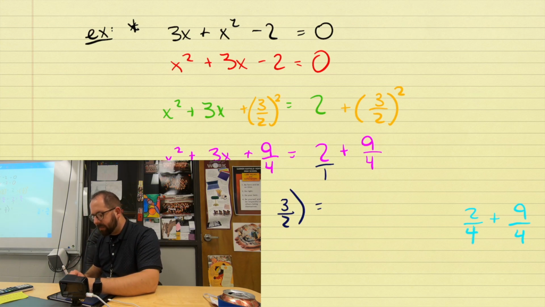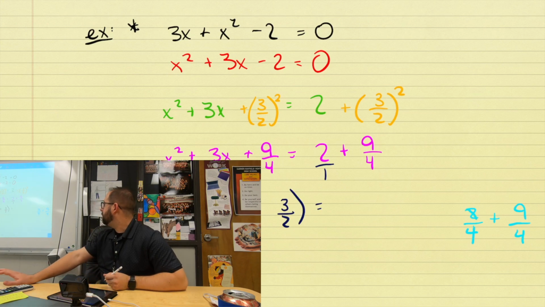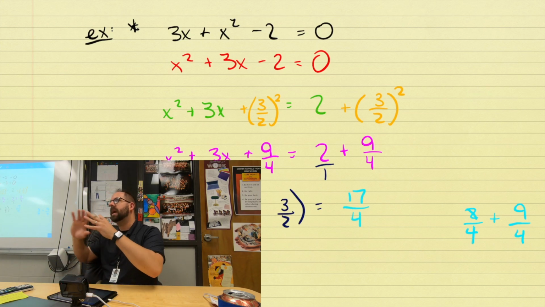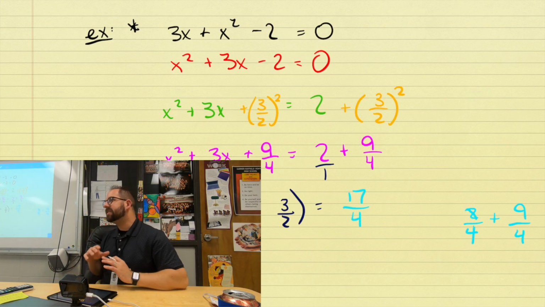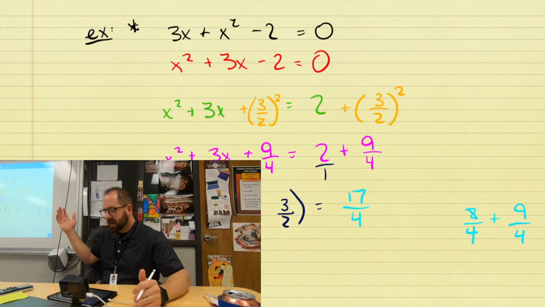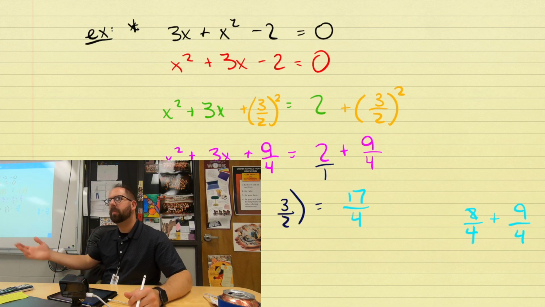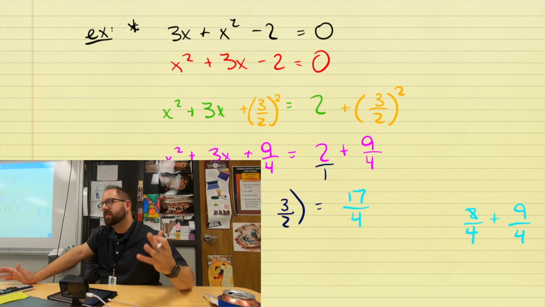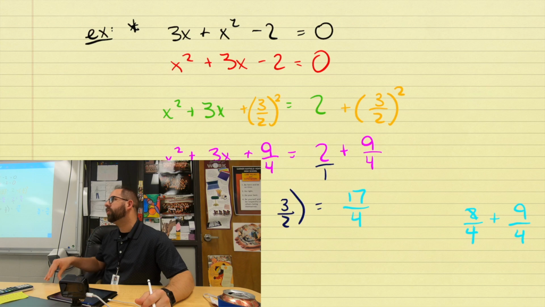If I multiply the bottom by 4, I have to multiply the top by 4, so that turns out to be an 8. So 8 plus 9, that turns out to be 17 over 4. That's how you add fractions, right? You get the common denominator, add the tops. If that's too much, just write down the decimal. It's 2 plus 2.25, that's 4.25 on the right side. You can write the decimal. I'm totally fine. I'm just showing you a way to do it without using decimals because I don't want to have to do it.